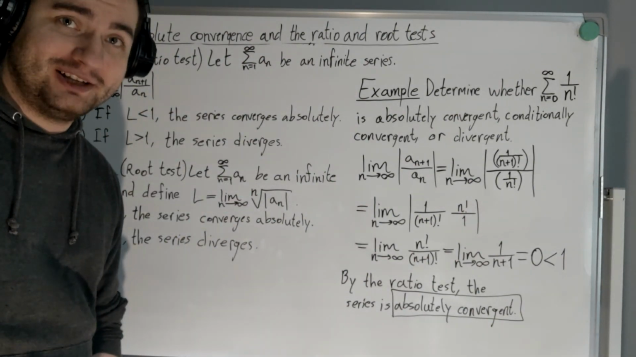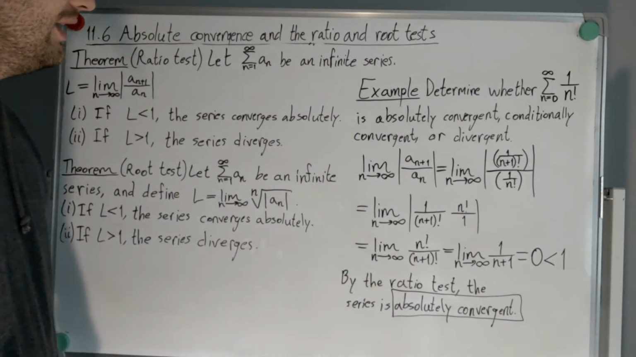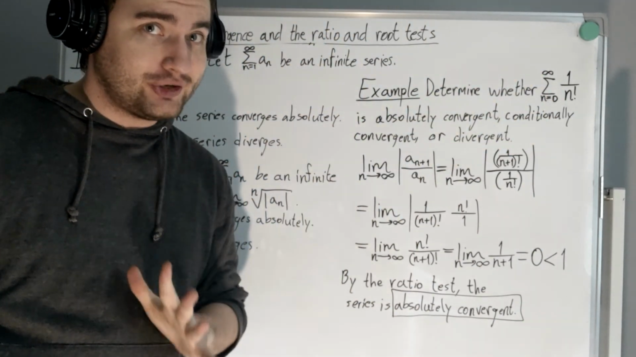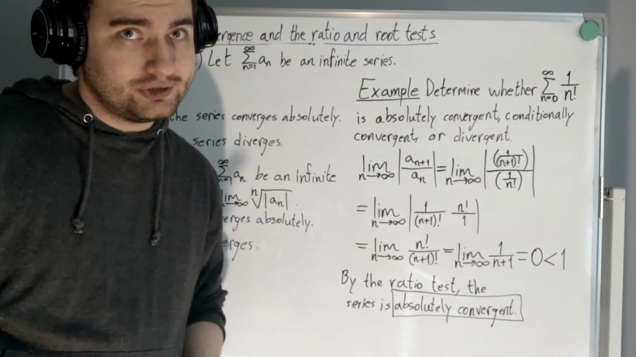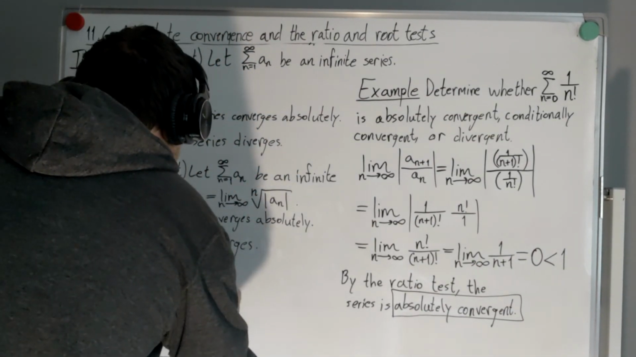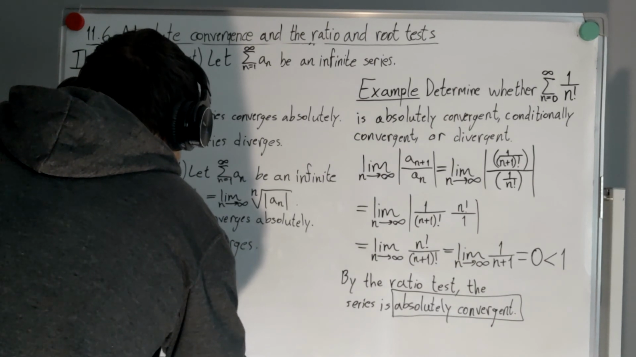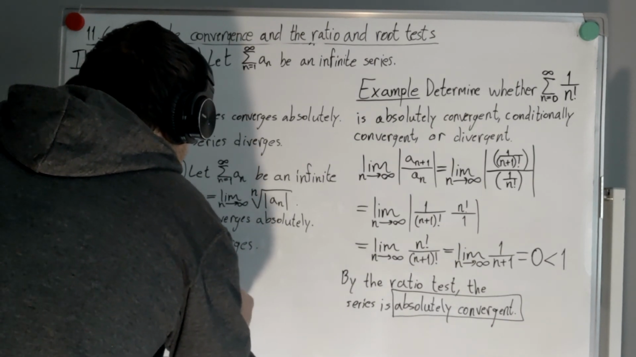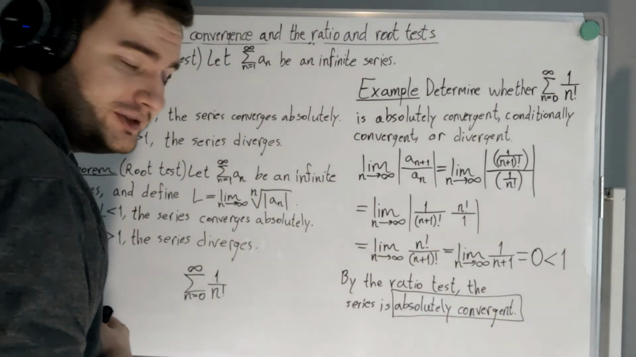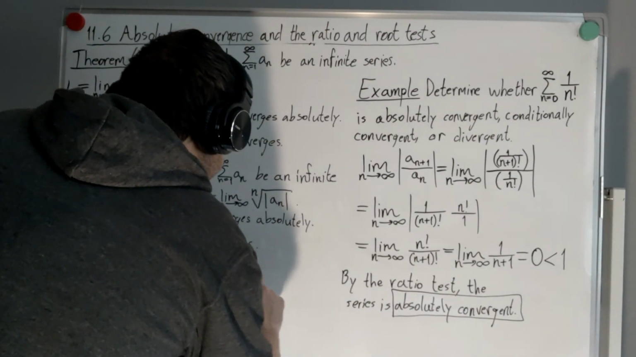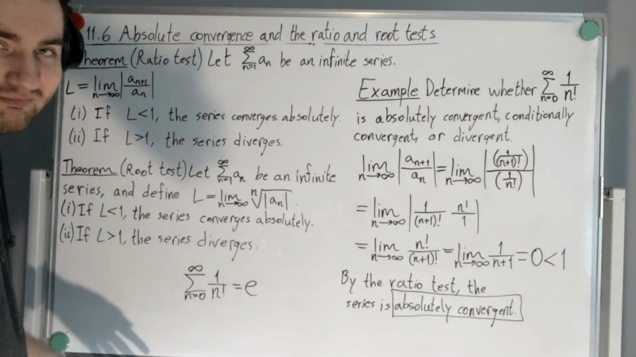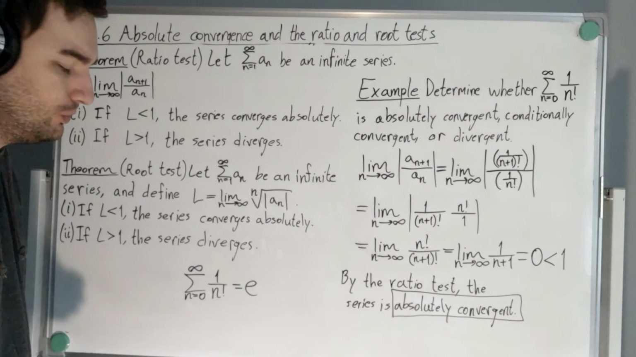So, just wanted to end with this example because this series right here, well, we just found that it's convergent, right? It's absolutely convergent, therefore convergent. Turns out that the sum from n equals 0 to infinity of 1 over n factorial is at least one way of defining the number e. Not that that's important, just a little weird fact.